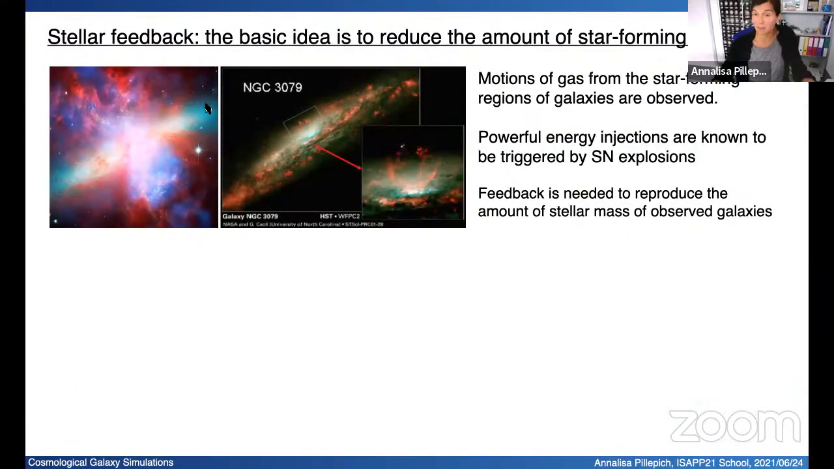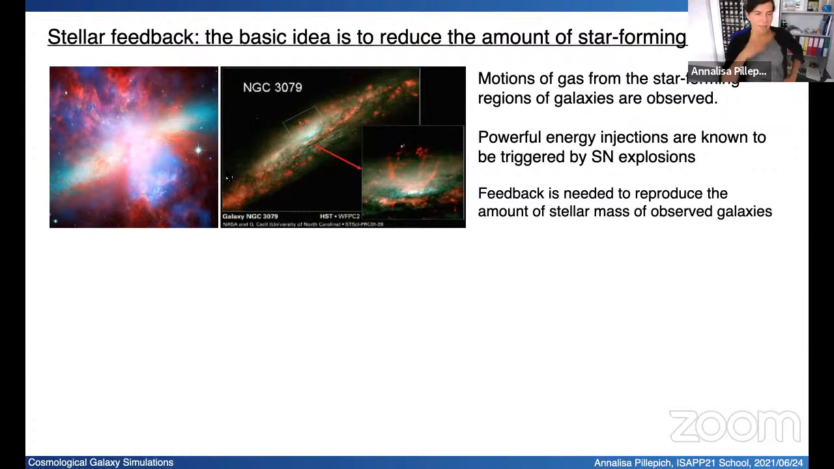So stellar feedback then. Let's talk about feedback from stars. The basic idea is to reduce the amount of star-forming gas. So let me tell you why. I showed you at the beginning that the motion of gas from star-forming regions of galaxies is observed. We observe them. And powerful energy injections are known to be triggered by, say, supernova explosions. This is the basic fact. So we want to mimic this observational fact.